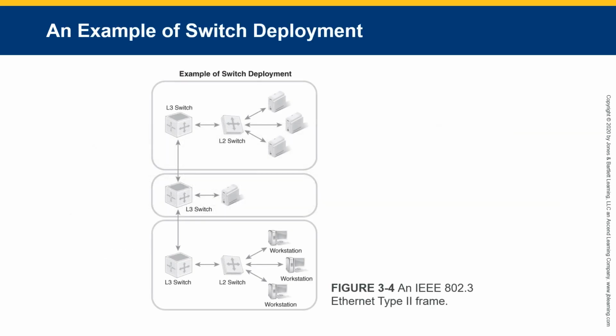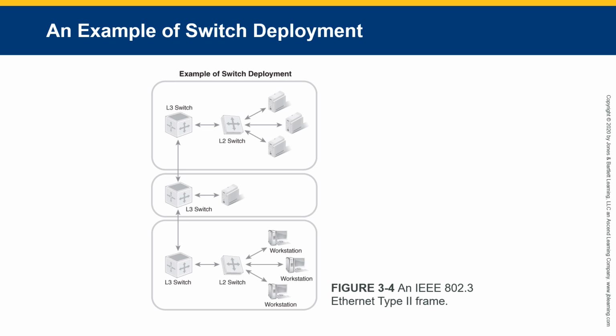So an example of a switch deployment would be if we have 3 different layer 3 switches and some layer 2 switches out there. The workstations will connect to layer 2 switches. Layer 2 is just the MAC address. Layer 3 is when you incorporate something called VLANing, and you can have layer 2 and layer 3 switches to do that.